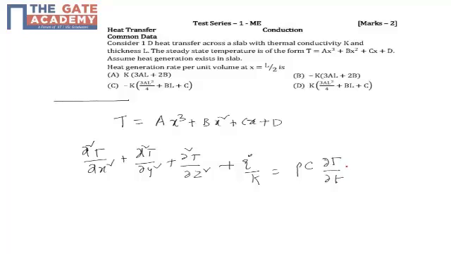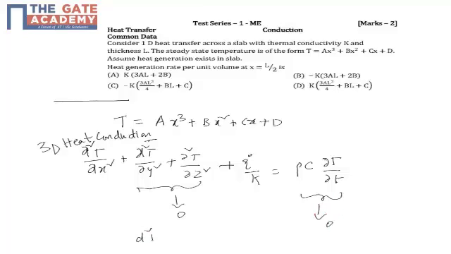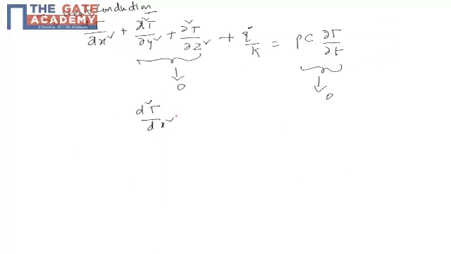So this is the general 3D heat conduction equation. Now because it's 1D, these two terms are 0, and because it's steady state, the temperature doesn't depend on time. So ultimately we get d square T by dx square plus Q dot by K is equal to 0. And the first part of the question says that you need to find out Q dot.